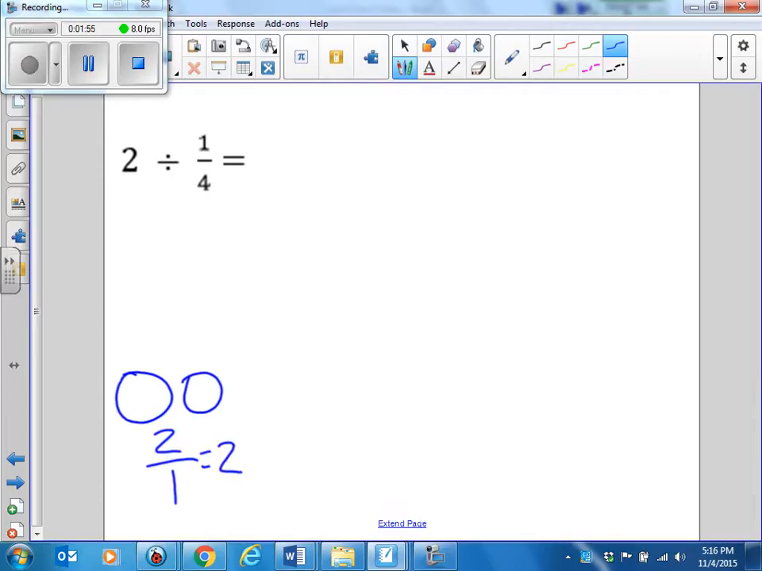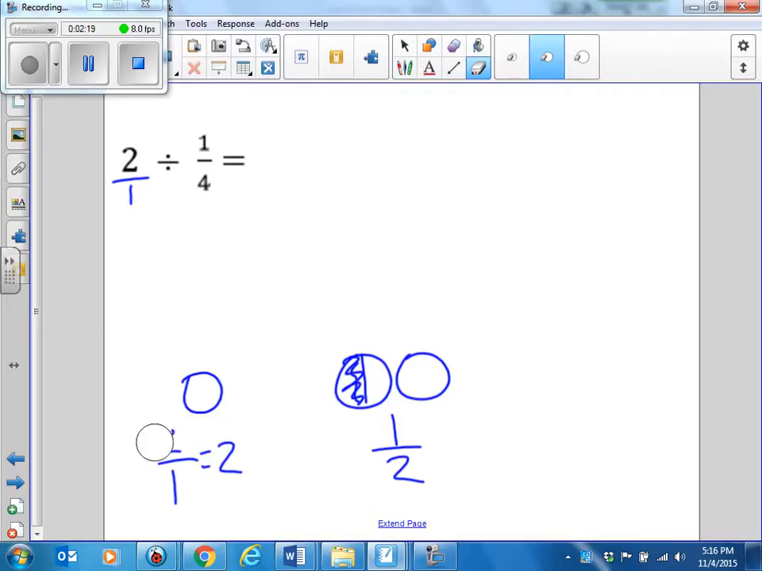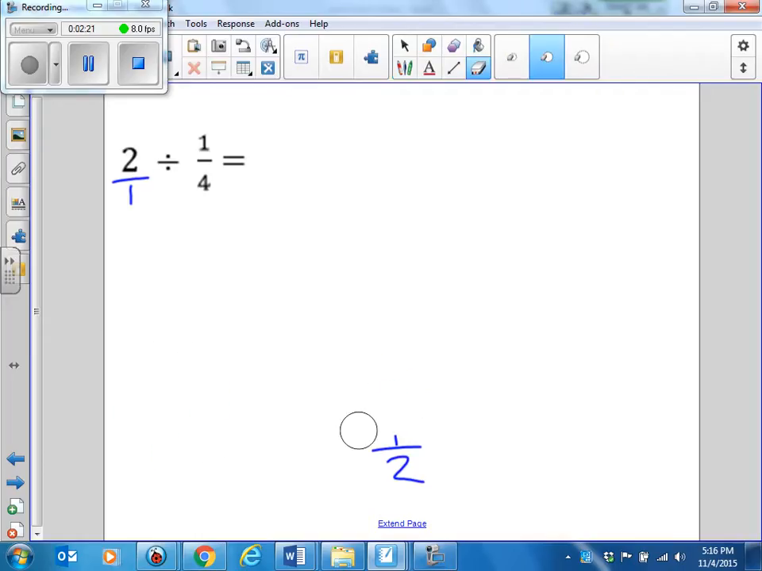All right, now I want you to imagine I have 2 circles again, and I want you to imagine a half. If I only have a half, that means I only have a piece of a whole. So if I want to make this 2 into an improper fraction, because that's step 1, I need to put 2 over 1. If I do it the other way, that means I only have a piece of a whole. I don't actually have a whole. All right, that was just for demonstration.